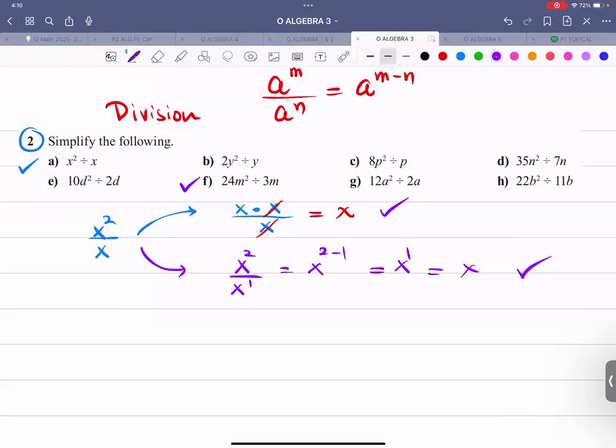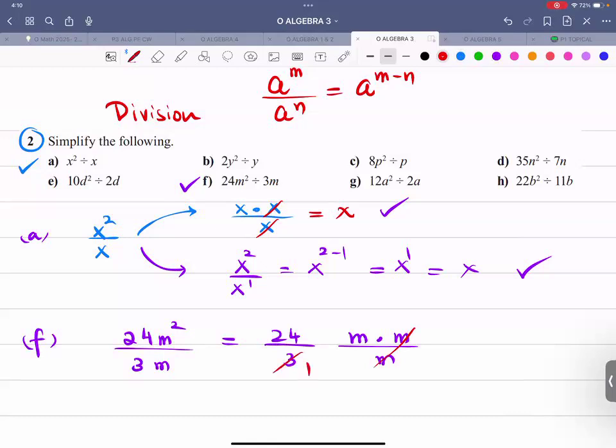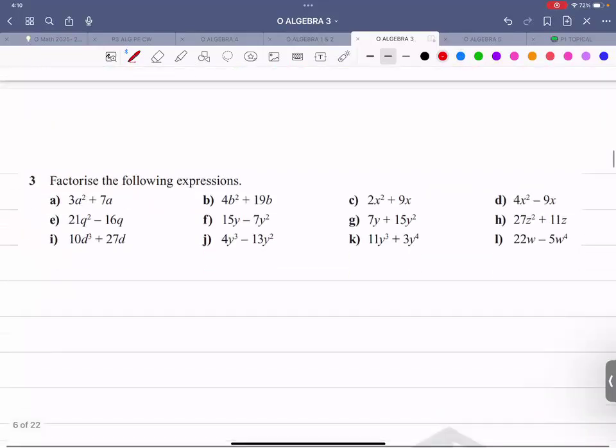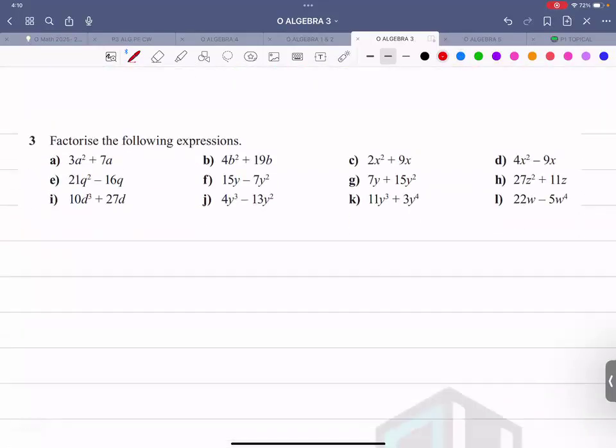Similarly, if I talk about part F, 24m square divided by 3m. Basically, this is 24 over 3, and this is m into m over m. We do the cancellation. The m and the m cancel out. 3 1s are 3, 3 8s are 24. This comes out to be 8m. That is the answer. Now let's look at question 3.